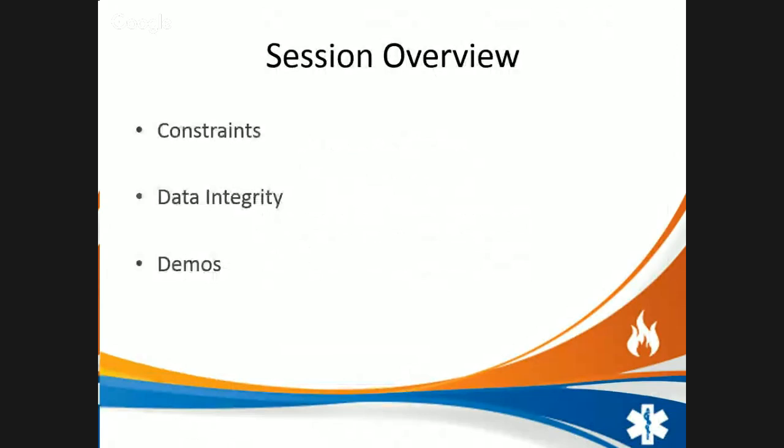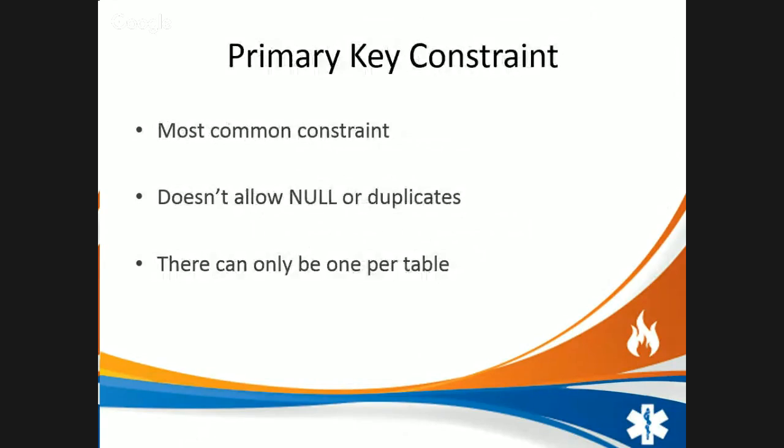We're going to go over constraints, data integrity, and do a little demos. So primary key constraint, most people have heard of this one. You put it on your table and it enforces uniqueness across all of the values in that column. That column has to have a not null on it, so you can't have any nulls in it, and you're only allowed to have one primary key per table.